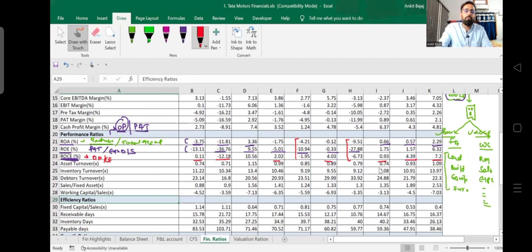So this is about performance ratios. I have covered 3 performance ratios till now: return on asset, return on equity, and return on capital employed. In the next lecture, I will be discussing the remaining ratios. Thank you.